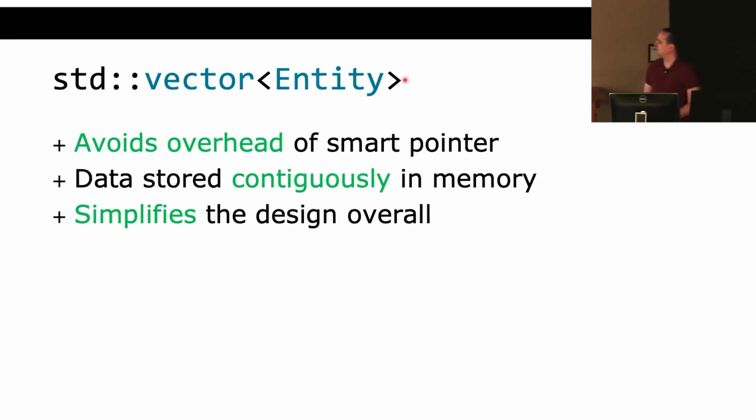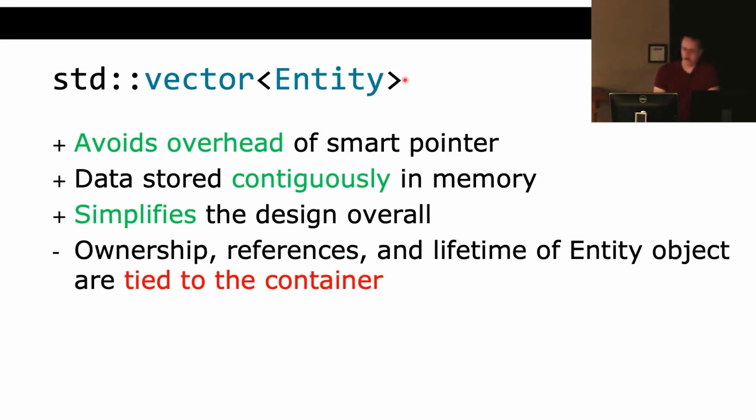It simplifies the overall design because this is as simple as you could possibly get for storing a collection of things, right? Just a vector of the collection of those things. However, some of the negatives are that the ownership, the references, and the lifetime of the entity object are tied to the container directly. And one thing we're going to talk about a little bit today is iterator invalidation: if the entities are stored directly in the vector and the vector gets resized, it's possible that any references we have to entities living in the vector are now completely invalidated, which would mean your program would just crash or have unintended behavior.